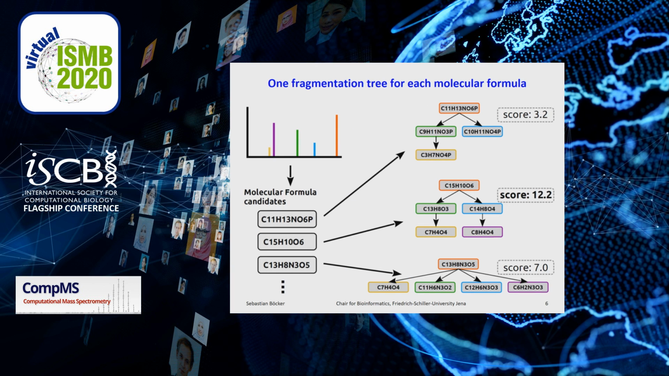Now, we don't do that only for one molecular formula candidate. We consider all molecular formula candidates that might explain the precursor ion. Then we have a best fragmentation tree for each of these candidates. And what Sirius does, I mean, it also considers the isotope pattern, as I told you, but let's ignore that for the moment. What Sirius does, it would now choose this one because it has the highest score and tell you that this is the molecular formula of the precursor ion.